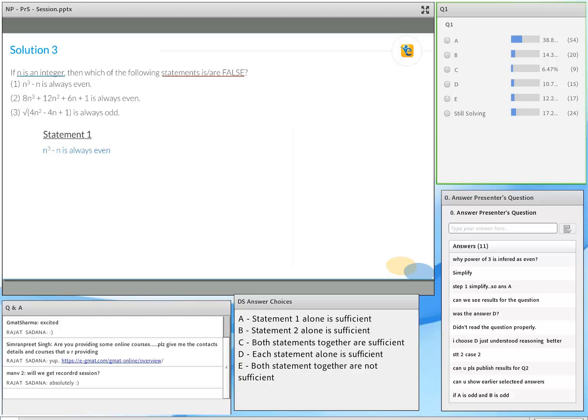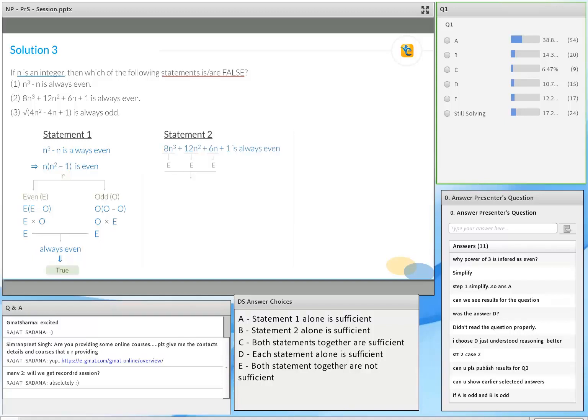Statement one, n cubed minus n is always even, right? So we again process it. n into n squared minus one is even. Again, you take two cases, n is even, n is odd. And what you arrive at is in all the cases, this expression is always even. Okay, so this one is always true.